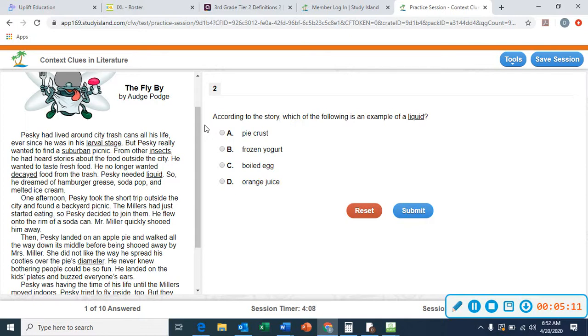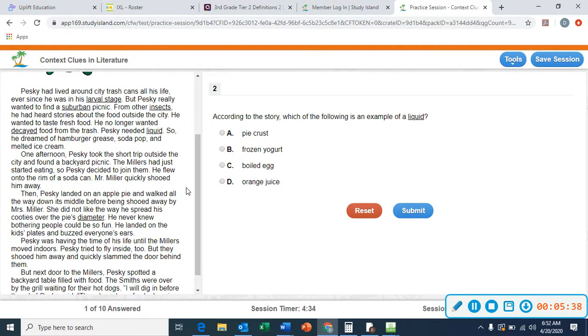According to paragraph 1, which of the following is an example of liquid? Pie crust, frozen yogurt, boiled egg, or orange juice? If we look at the words after liquid, we get an example of some of the liquids. Let's keep reading to see if we can find which one that he drank.